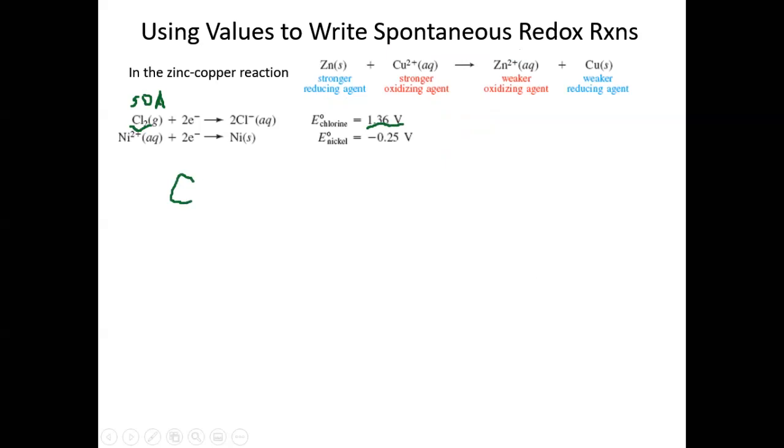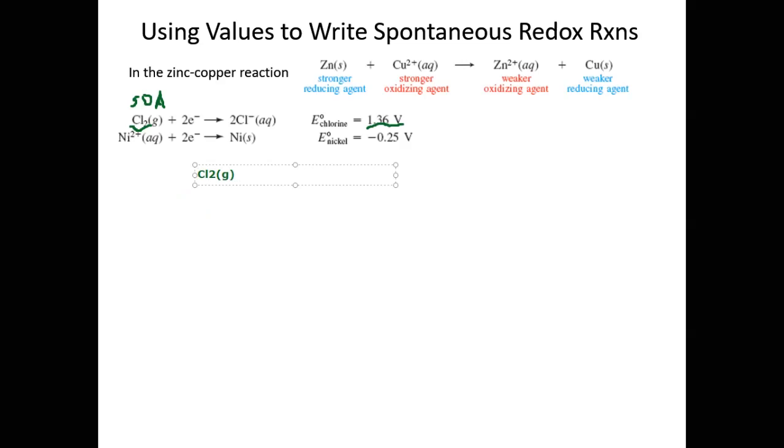So Cl2 is going to be a reactant. And since Cl2 is the strongest oxidizing agent, nickel is the strongest reducing agent. Nickel solid. Because the nickel 2 plus has the more negative reduction potential, that means that nickel is the stronger reducing agent. And then we're going to produce 2Cl minus plus Ni 2 plus. And this will be a galvanic cell, because if we look at the E of cell, it'll be 1.36 plus 0.25. And that will give us 1.61 volts.